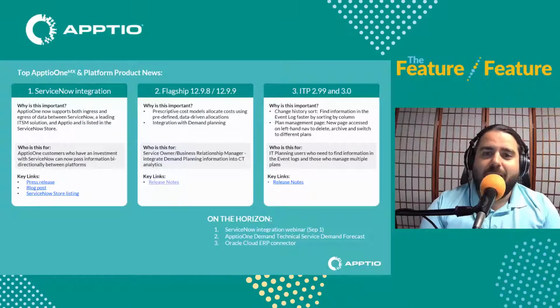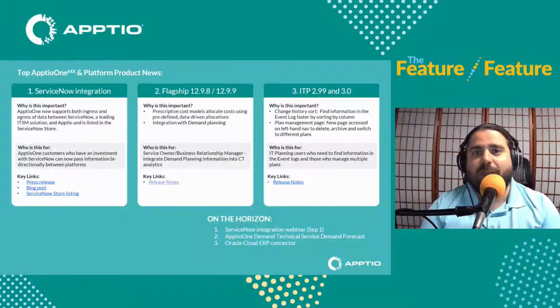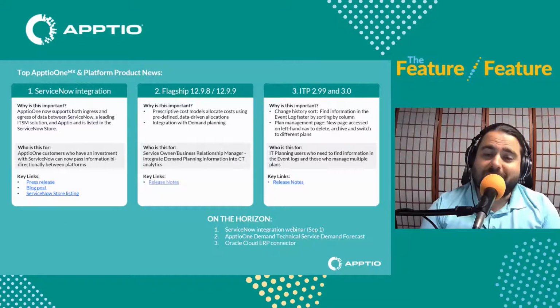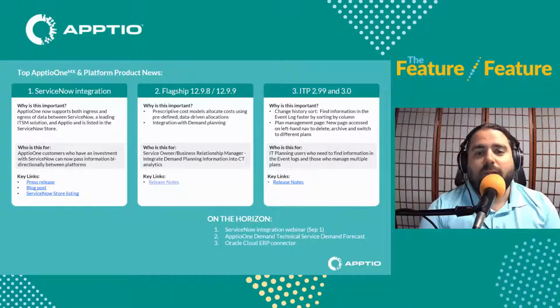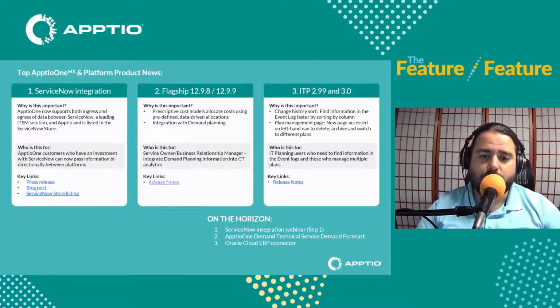For IT planning, the tracking in IT planning was implemented in the last release, and we've made it a lot easier to sort that information. Now you can filter that by column, and there's some easier navigation with that as well. There's easier ways to access the delete, archive, and switch to different plans options there too.